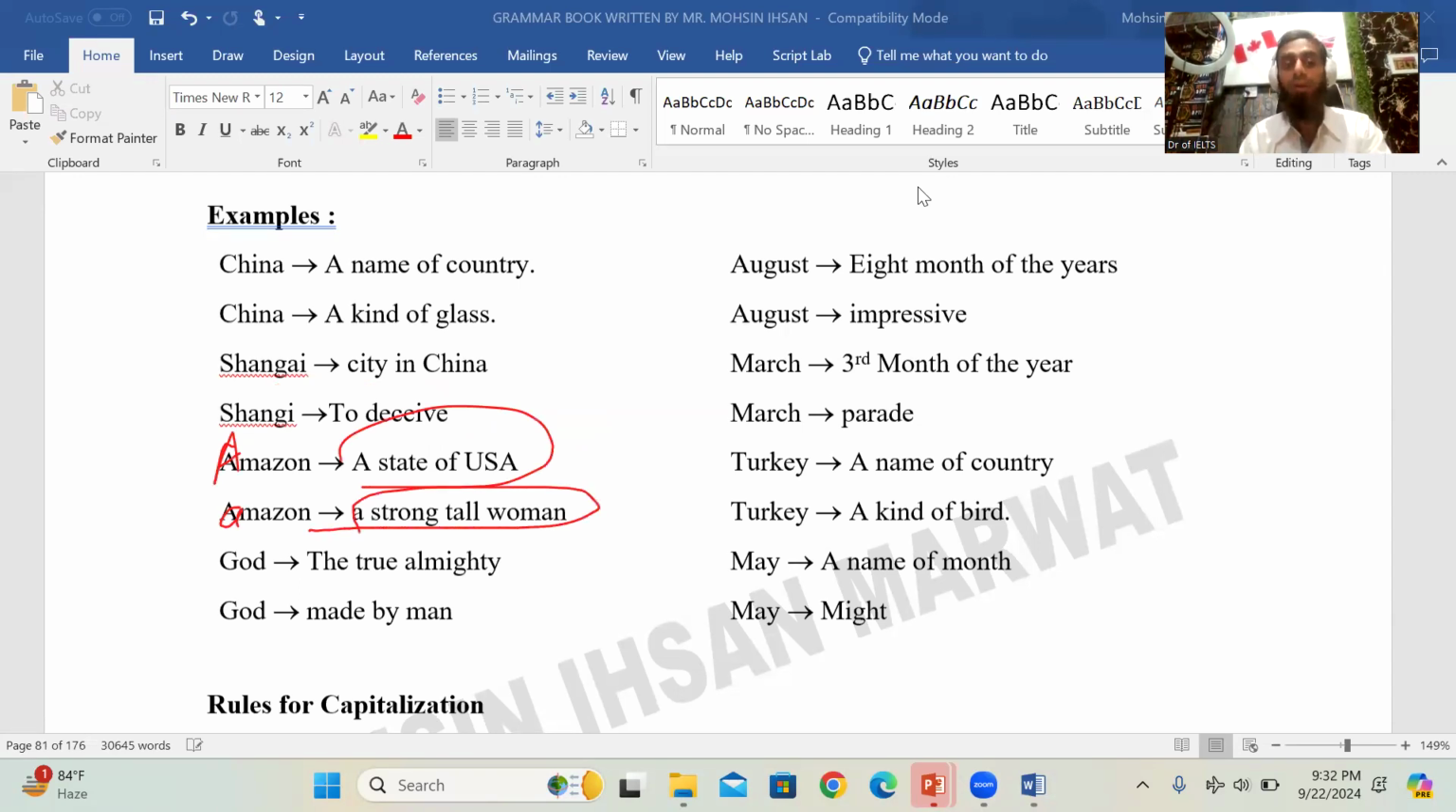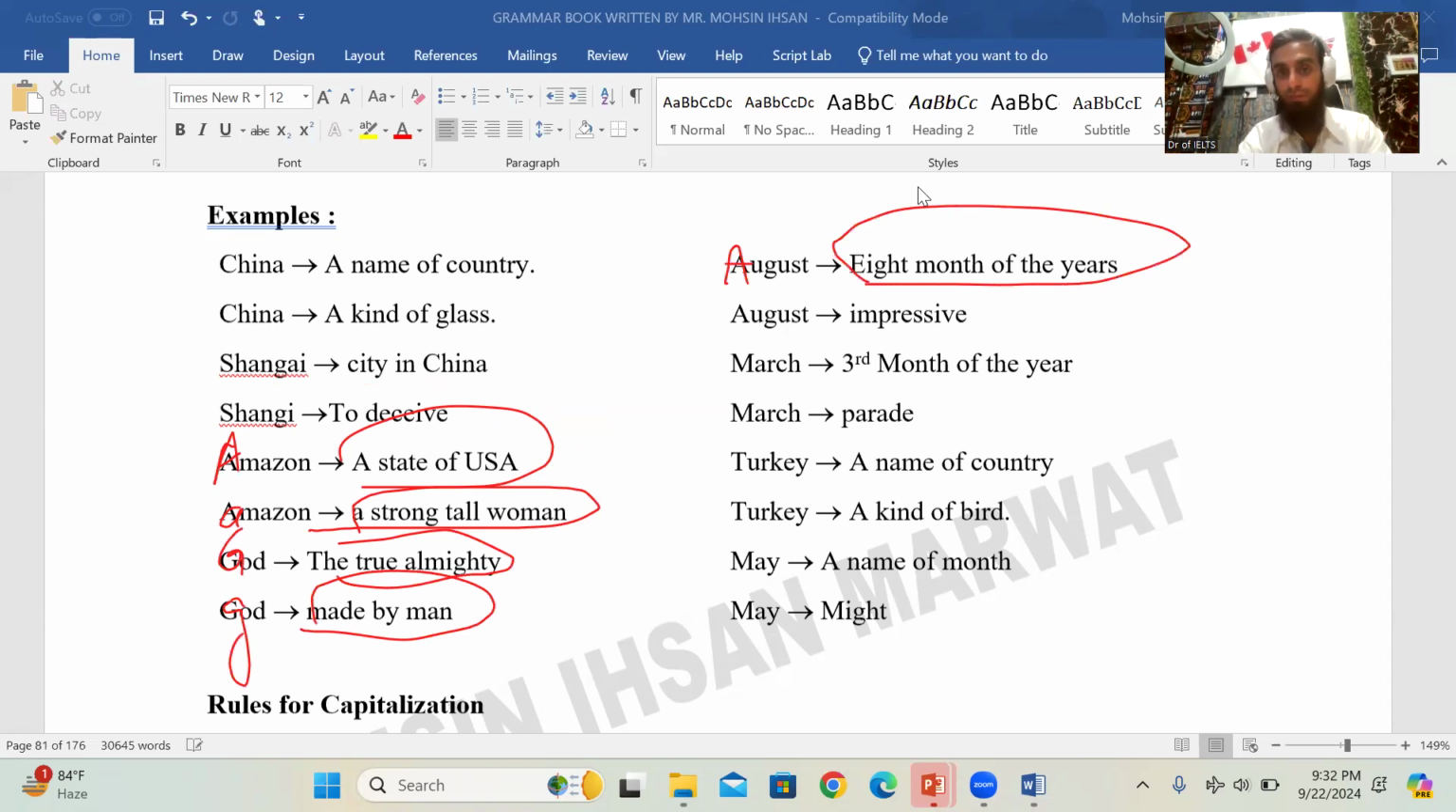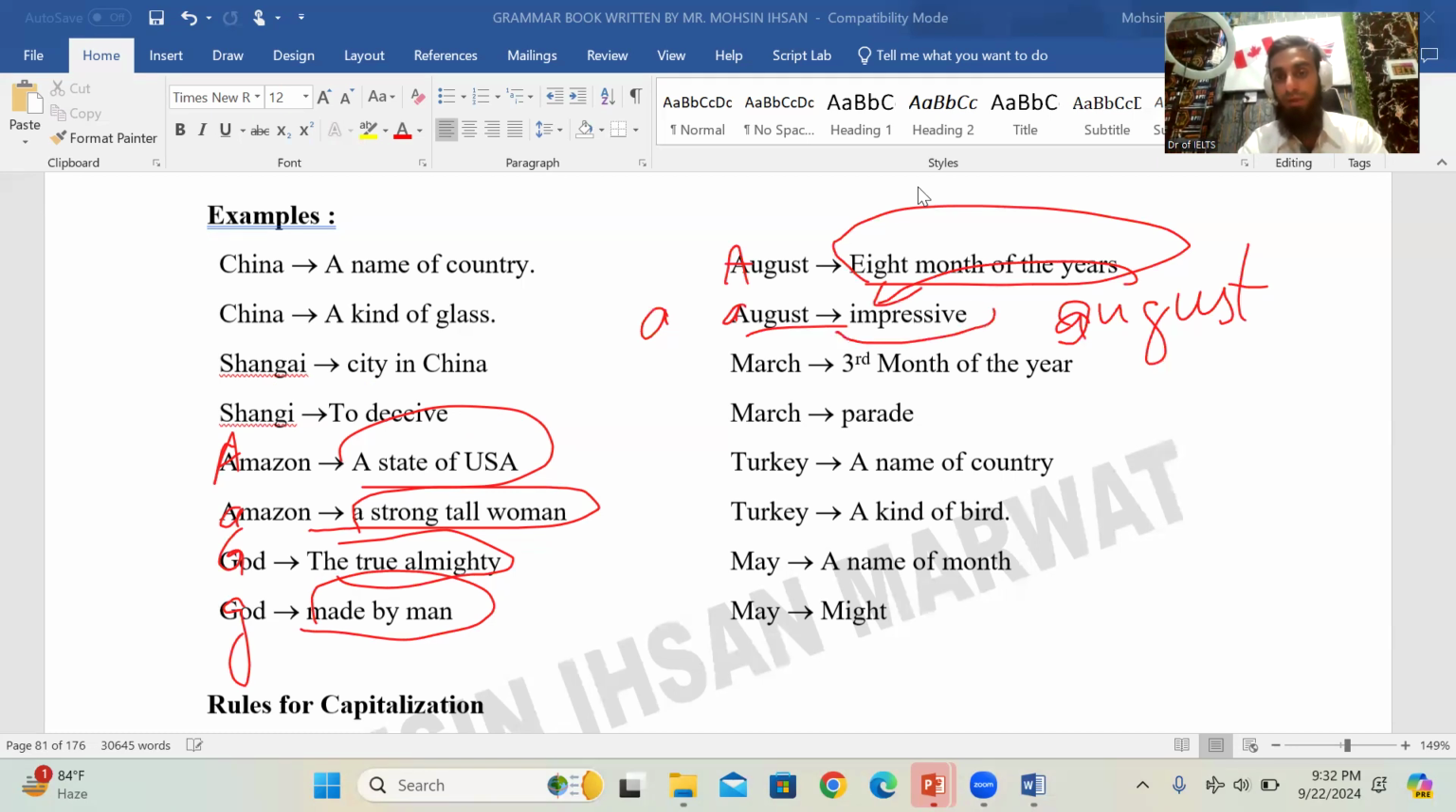Amazon, right? And one Amazon is your application. If you write God with a capital, the truly Almighty; if you write god made by man, like many gods. If you write with capital August, it's the eighth month of the year, right? But if you write with the small a, august, this is very important. It changes the meaning and it becomes impressive.